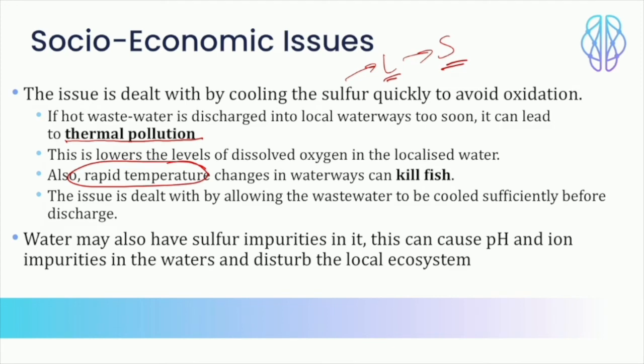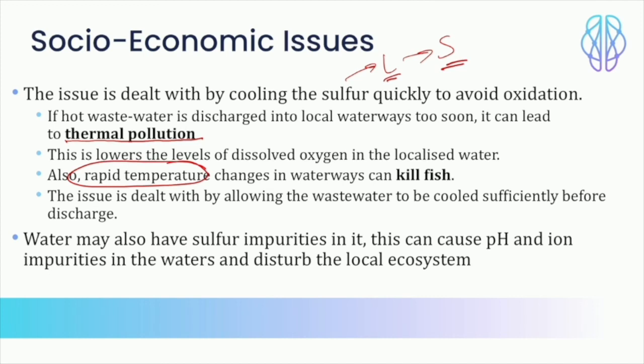So in effect, how we deal with this problem of thermal pollution is, we have the wastewater that we've used to cool the sulfur liquid to the sulfur solid. We put this in a reservoir, let it cool sufficiently over time, and once it's cooled to an appropriate temperature, we purify it and then release it into the surrounding water bodies, right? One other socioeconomic issue is that the wastewater might have sulfur impurities, which can directly cause a shift in pH and ion impurities in the local water bodies that we release it to, and this can also adversely affect local ecosystems.